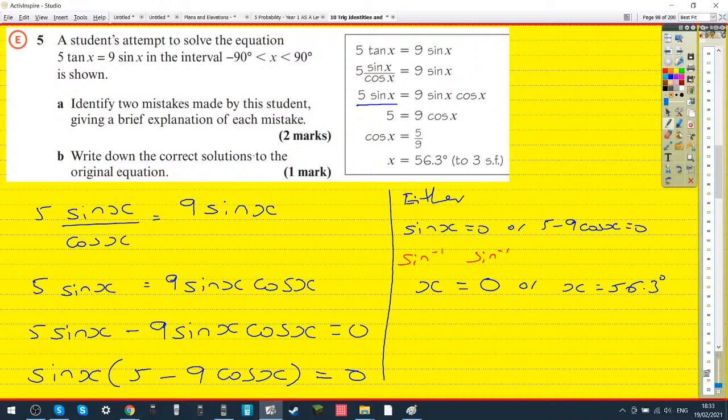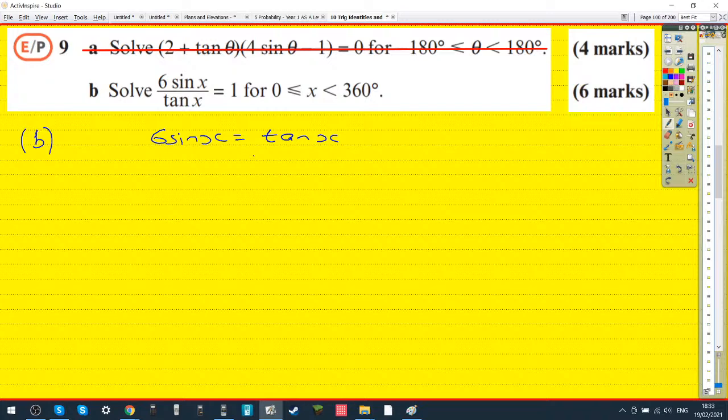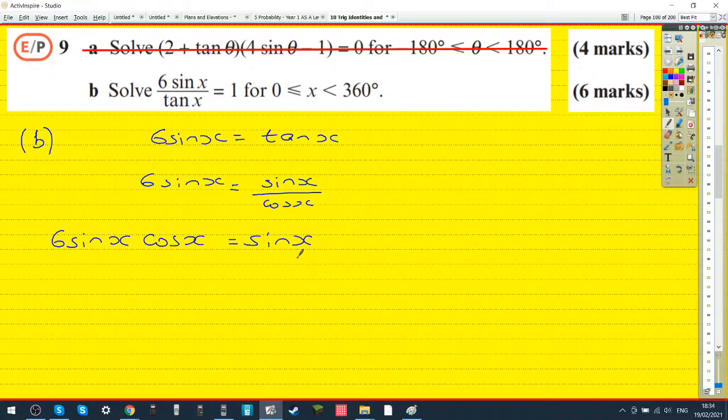We changed tan to sine over cos. So 6 sine x, and times cos x on both sides. So 6 sine x cos x equals sine x. Then minus sine x on both sides, and then factorize out sine x. So do it. What do you get?